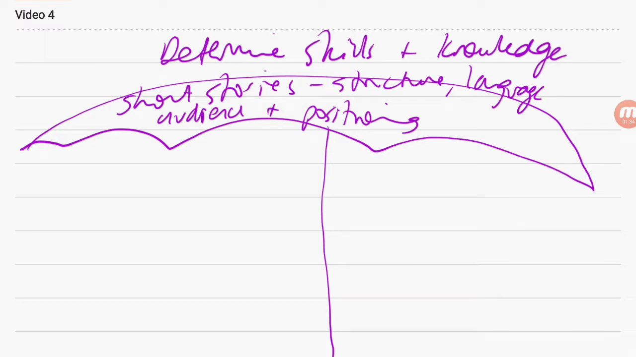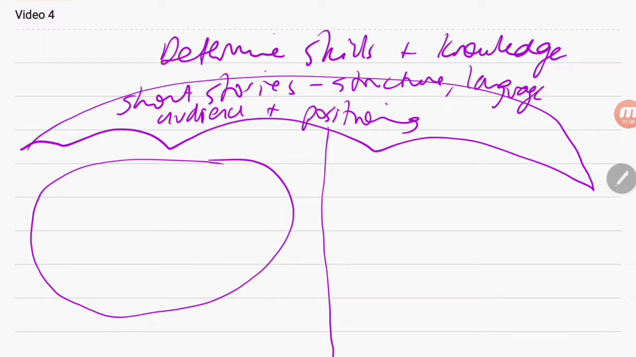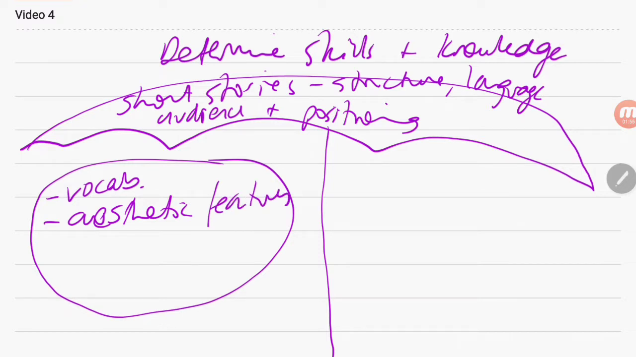So really, I'm just going to draw some circles, and this is probably going to get a little bit messy, I'm afraid, but underneath that umbrella, students need to learn about vocabulary, what to use. They need to look at aesthetic features. And both of these things come under language features in the Australian curriculum. And examples would be alliteration.